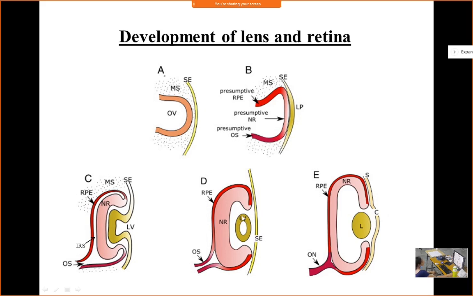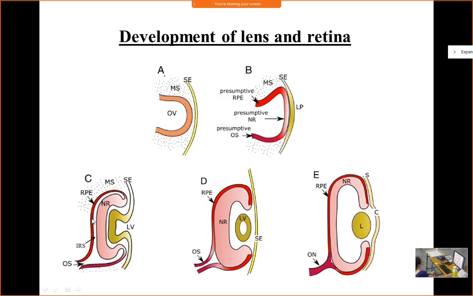Now the invaginated lens vesicle will join with each other to form the complete lens vesicle. Later on the lens will be formed, I will come to that later. Now come to the optic vesicle. The optic vesicle also invaginated, and now it is known as the optic cup. The optic cup has two layers, the inner layer and the outer layer. The inner layer, which is in contact with the lens vesicle, will form the neural part of the retina, and the outer layer will form the outermost layer of the retina, that is the retinal pigment epithelium.